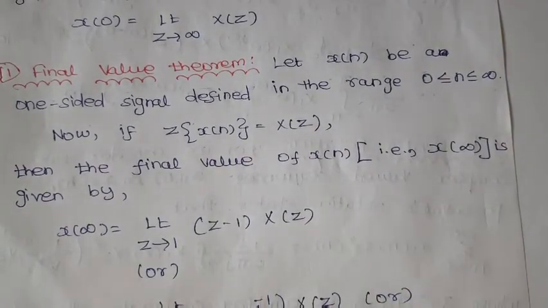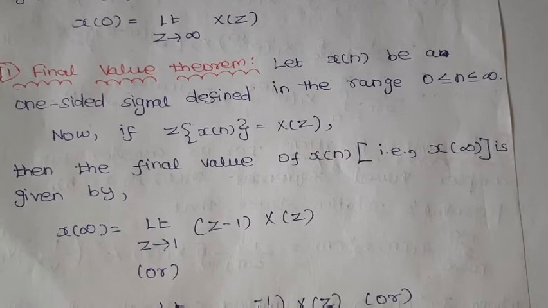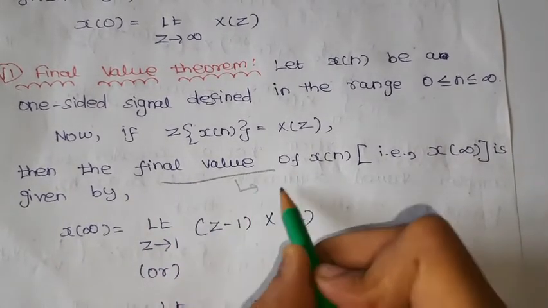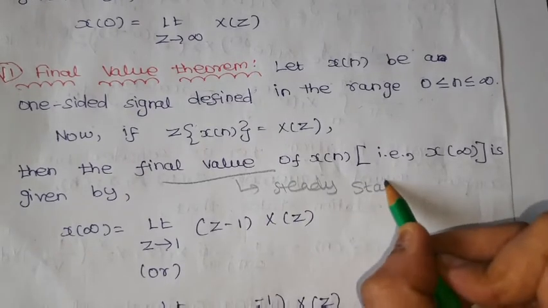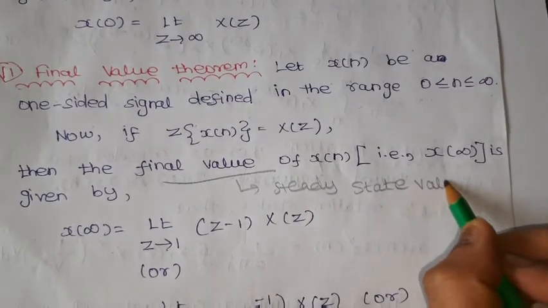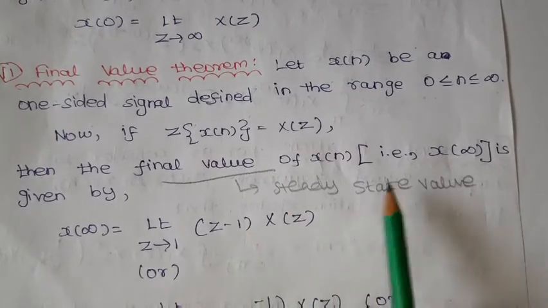If the z transform of x of n is equal to x of z, then what is the final value of x of n? The final value is otherwise called the steady state value. Steady state value or final value, what is that?